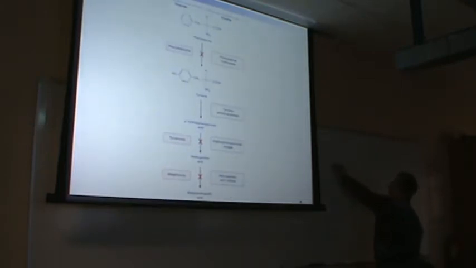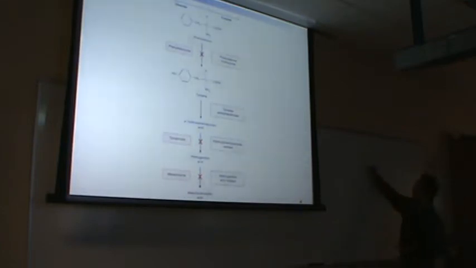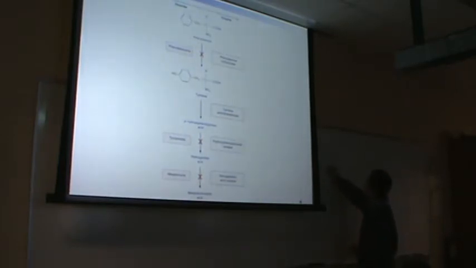This chapter we are supposed to cover how a gene is expressed. What's the molecular biology of gene expression here? Everything starts with the DNA, and then from DNA we go to RNA, we go to protein. And this is the process.